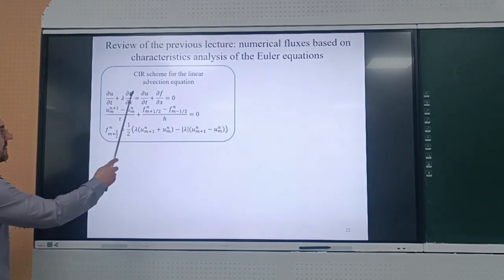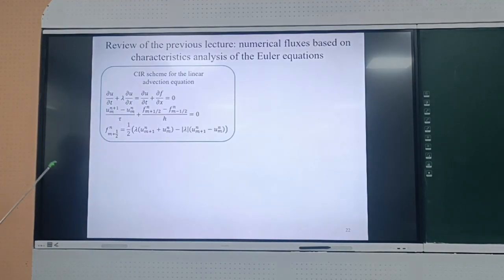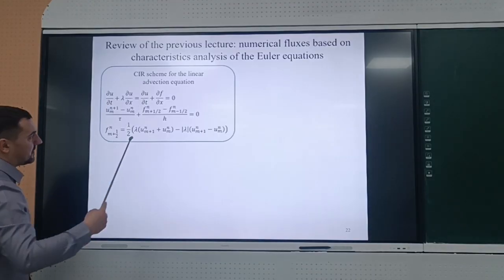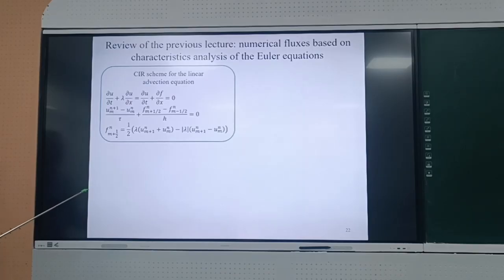So the schematic of the second part of the previous lecture was as follows. We started with the Courant-Isaacson-Rees scheme for the linear advection equation. This is the quasi-linear form, or this is the conservation form, and this is the general notation for a finite volume scheme, and this is the generalization of the CIR numerical scheme for a finite volume scheme and arbitrary sign of lambda.